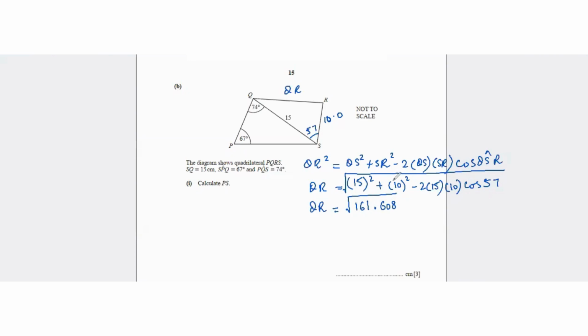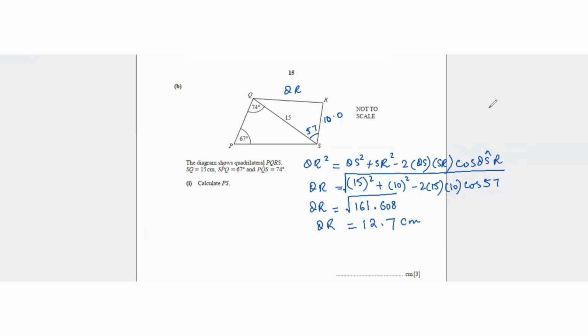61.608. That's 12.7 centimeters. Now, a very common mistake that people make while solving questions using the cosine rule is in this part, the 2 times QS times SR cos QSR. So when you're subtracting them, you can't directly subtract the value of 15 square plus 10 square and from the negative 2 times 15 times 10.